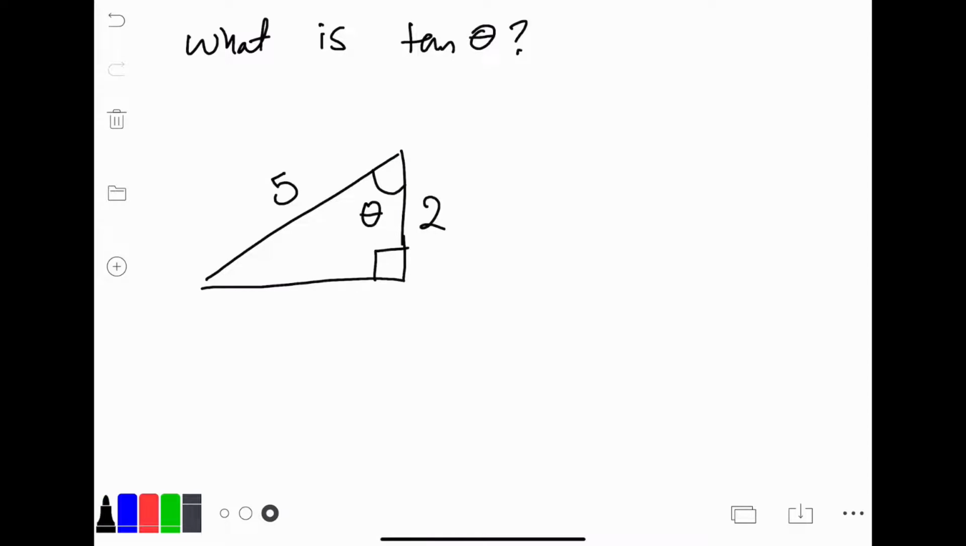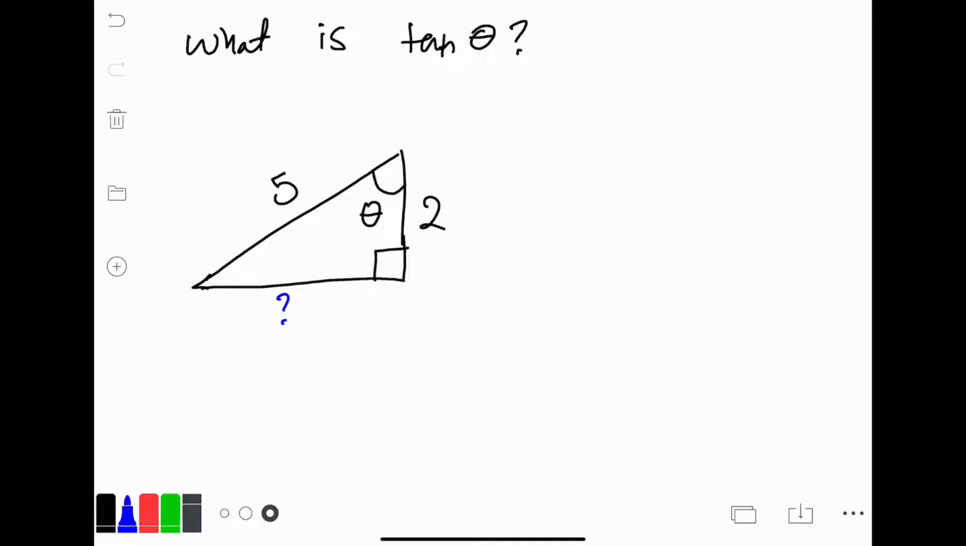So let's do this problem here. What is tangent of theta? If you remember, tangent of theta means the ratio of the opposite side to the adjacent side of angle theta. So here's angle theta. We have the hypotenuse. We also have the adjacent side to theta, but we are missing the opposite side to theta, which we need to find tangent.